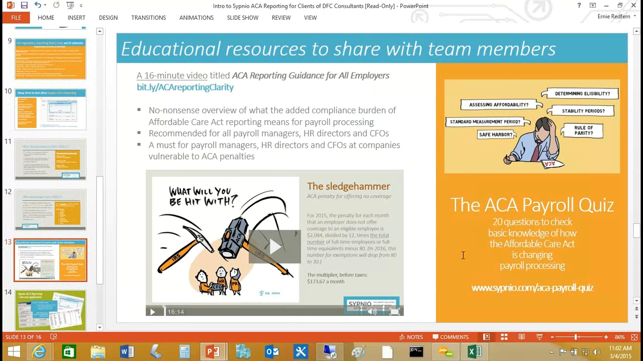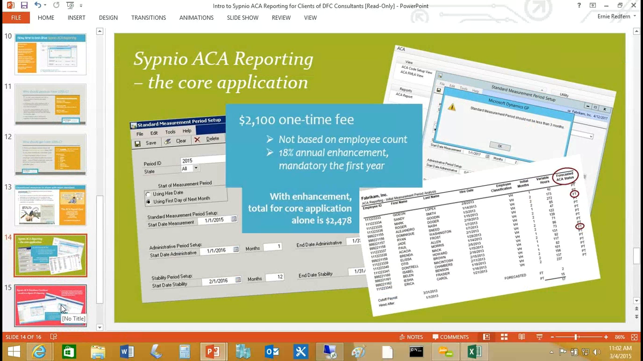Cost-wise, we have two options. The first one is that if you're only using one company to do payroll, it's $2,100, and you'll get everything you saw today, including the 1095 and e-filing capabilities. This is a $2,100 one-time fee, and then you have an 18% annual enhancement, much like Great Plains does. It's mandatory the first year. You'll probably want to always pay the $378 because this law is changing fast.